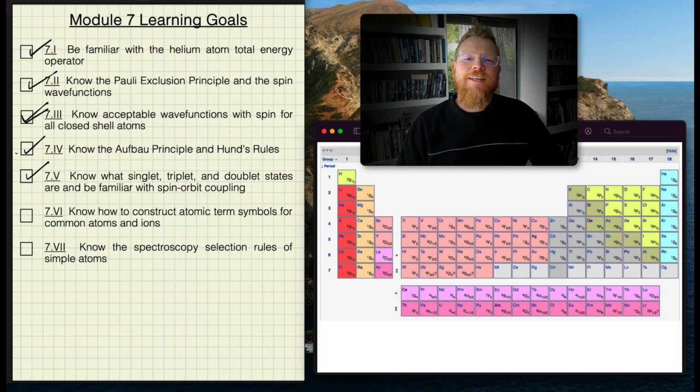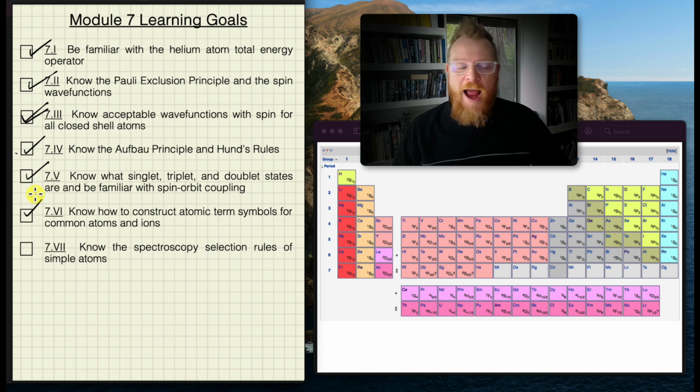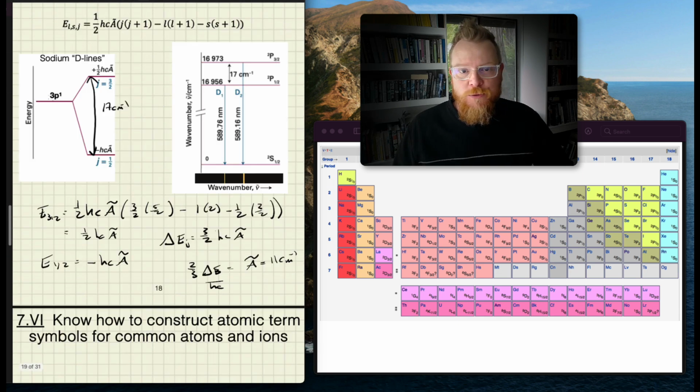Okay, folks, let's get into this term symbol business. Learning goal 6: know how to construct atomic term symbols for common atoms and ions. As we're going to see, this term symbol is very analogous to an electron configuration, but a little bit harder. I like to think of these as term symbols on crack. But once we get used to the pattern, just like electron configuration, it becomes second nature once we learn how it goes.